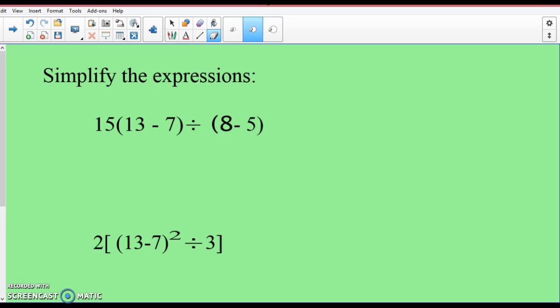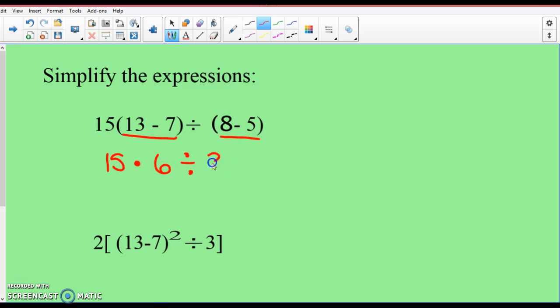Tell me what I would do first in this problem. What would I do first, Casey? Yeah. Can I do both sets of parentheses at the same time? Could I do this parenthesis and this parenthesis? Yeah, because they're not connected. I can do that. And I am going to work down. So I'm going to do 15. What does it mean when 15 is right next to that parenthesis? Yes, times. 13 minus 7 is 6. Divided by 8 minus 5 is 3.